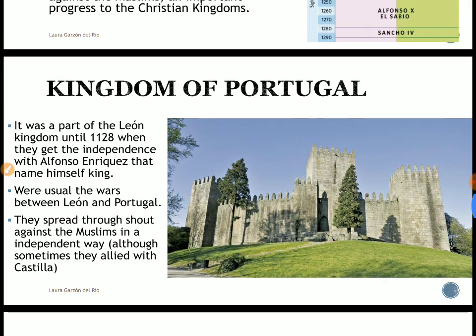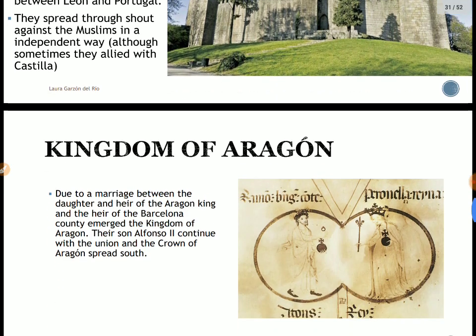What happened with the Kingdom of Portugal? We have seen how, in the older maps, it has appeared. It was at the beginning a part of the Leon Kingdom, until 1128, when they got the independence with Alfonso Enriquez, who named himself king. It's going to be usual the wars between Leon and Portugal. But once they get the independence, they're going to spread south against the Muslims in an independent way, although sometimes they allied with Castilla in order to go together.